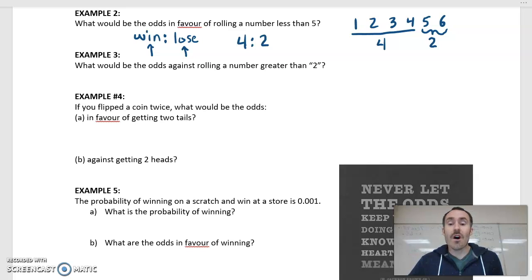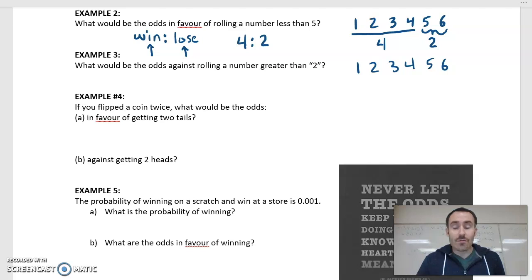Okay, what would be the odds against rolling a number greater than 2? So let's look at our list again: 1, 2, 3, 4, 5, 6. I can remember how many sides there are. The odds against rolling a number greater than 2. So we're just going to take our outcomes and split them into which are the numbers greater than 2 and which are the numbers that are not greater than 2. So here are the numbers greater than 2, and here are the numbers that are not greater than 2. So this is not greater than 2, and this is greater than 2.